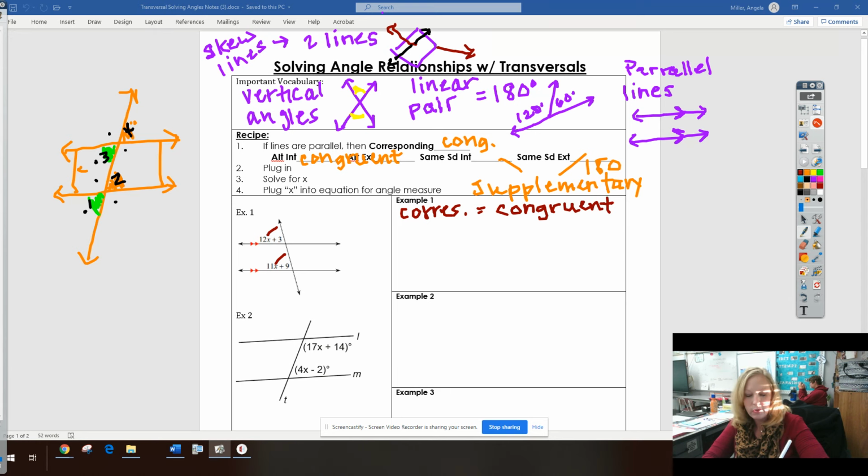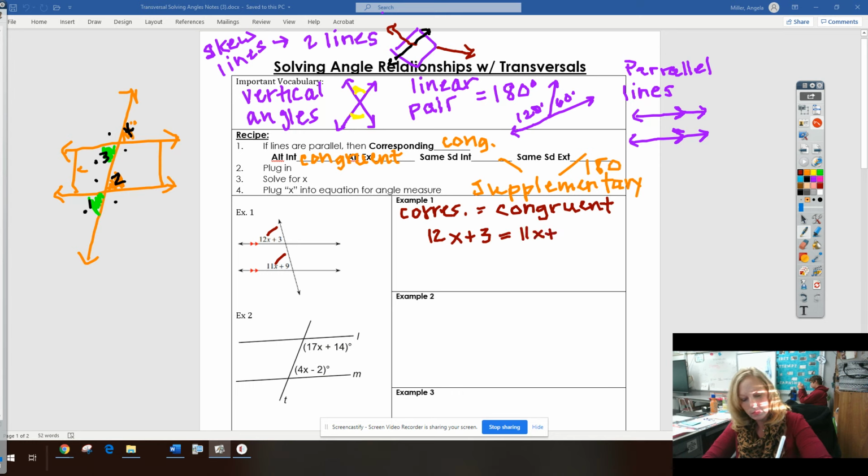So if they're congruent, what do you think I'm going to do? Think for a minute. Set them equal to each other. 11x plus 9. All right. So I always like to subtract the smaller x. You don't have to, but it helps you to not have negative numbers. So that's just my rule.